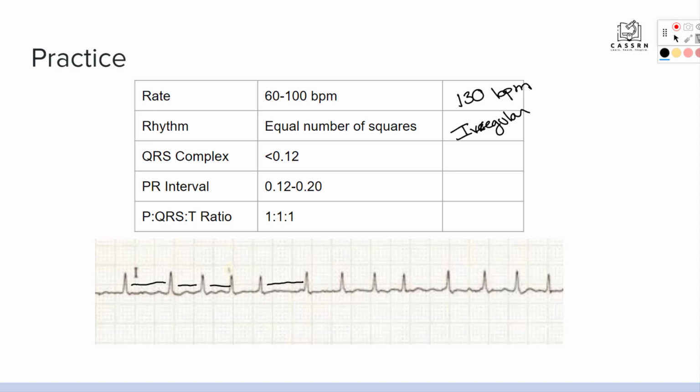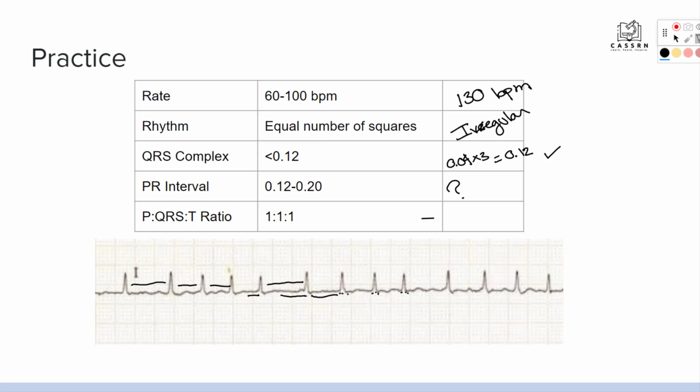Then let's look at our QRS complexes. We're going to come down here and we can count just like we normally would. We'd say 1, 2, 3, 1, 2, 3, 1, 2, 3. All right, so we're going to do 0.04 times 3 equals 0.12. So that one's actually normal. Then with our PR interval, because there are no P waves, if you look at this line right here, there are absolutely no P waves. There's no P waves right here or right here. So we actually don't have an ability to do a PR interval because our P waves don't exist.